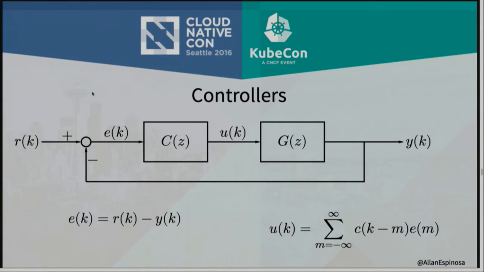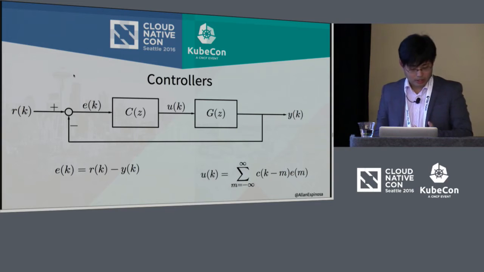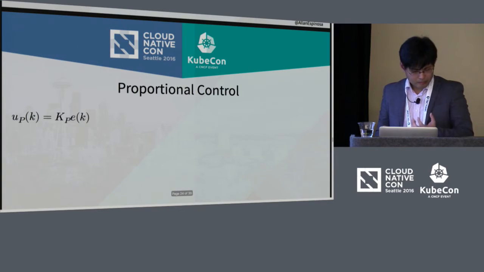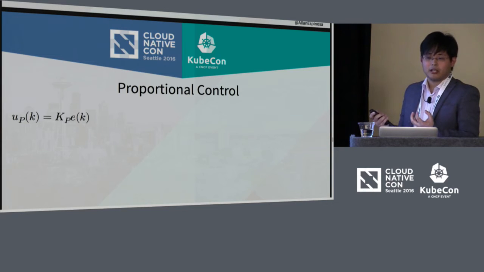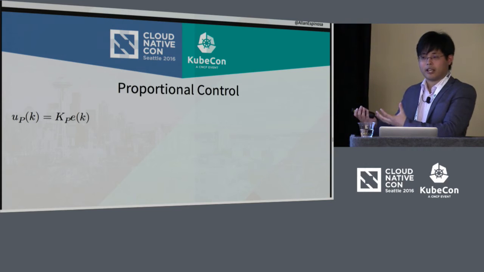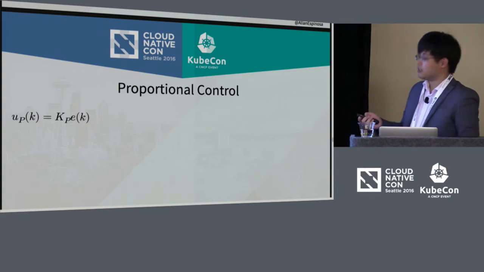And then use that error to get the number of instances using some kind of function. Later on, I'll show what functions you can use in making controllers. The first one is a proportional controller. Basically, the number of instances you set is the difference in CPU utilization times a constant value.